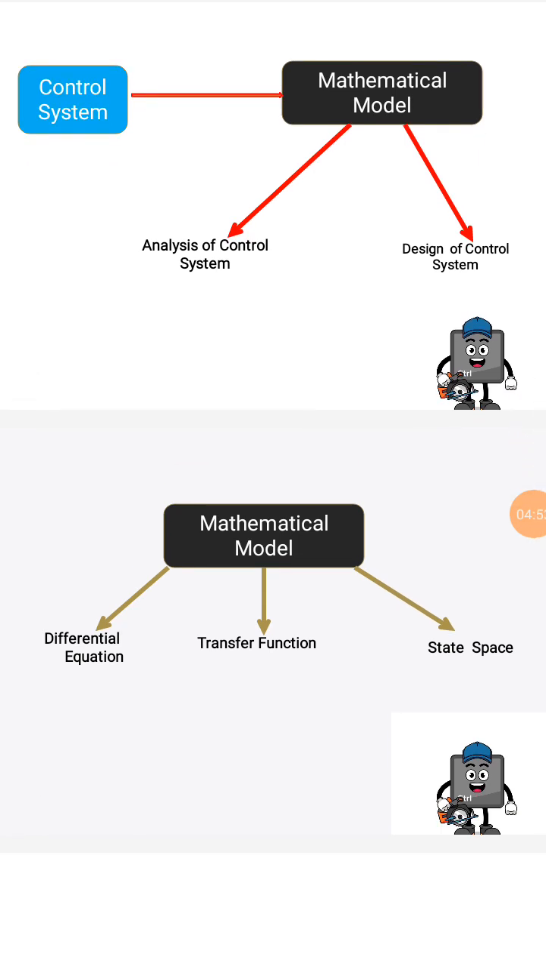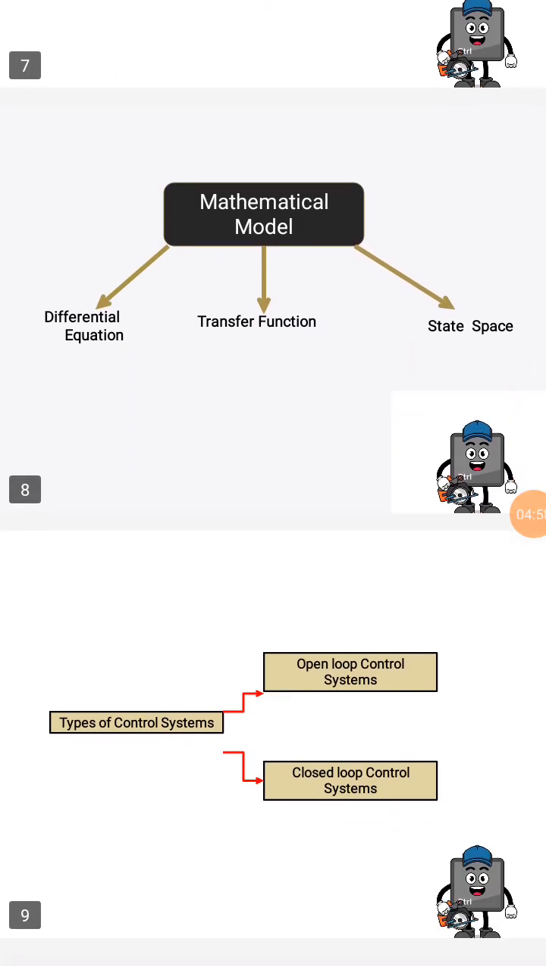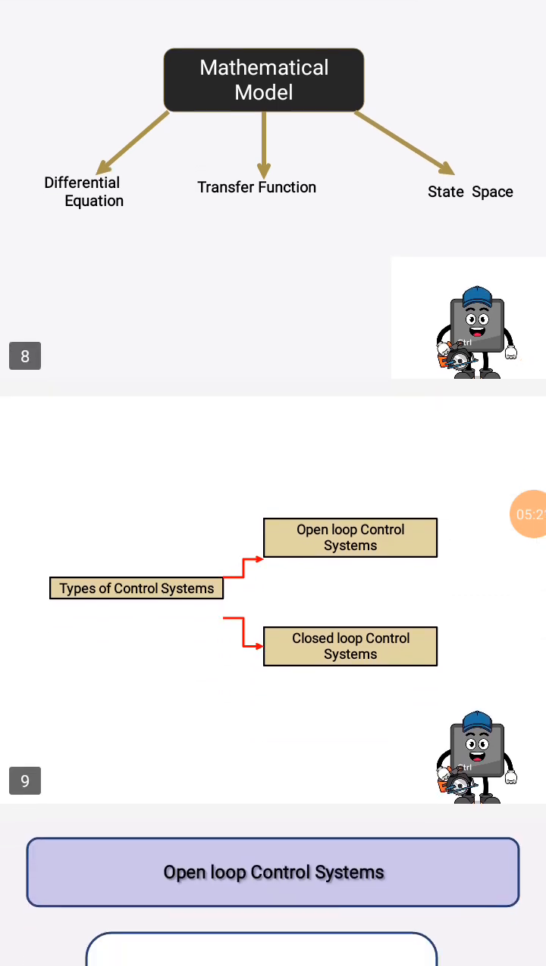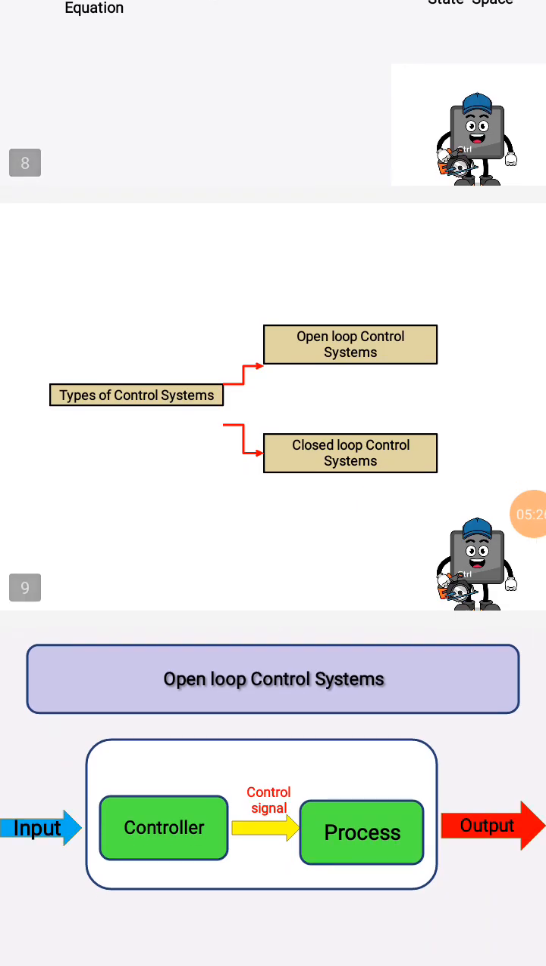Next I go with the classification of control systems. Depending upon the configuration, control systems are classified into two types: open loop control system and closed loop control system. Here I wish to explain what an open loop control system and a closed loop control system are, and the basic difference between them. For that, first we go with the open loop control system.